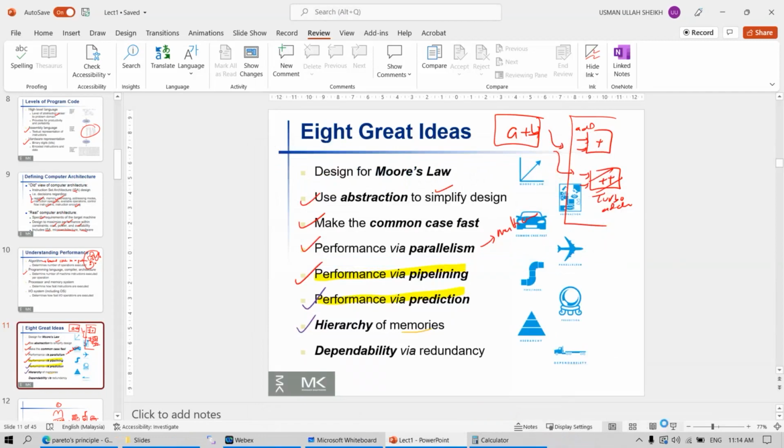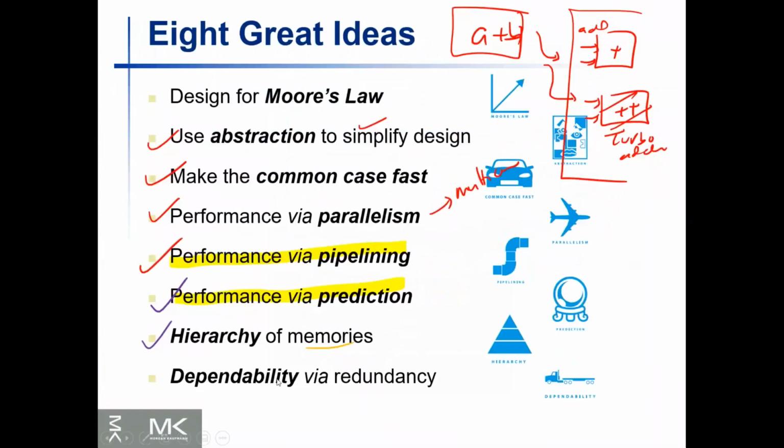Finally, dependability via redundancy. That is, we create things that we don't need in order to introduce redundancy. Why do we have 2 cars at home? You just need one. Why do you have a spare tire in your car? You just need 4 tires to drive your car. You don't need the 5th tire. So the 5th tire is to create redundancy.